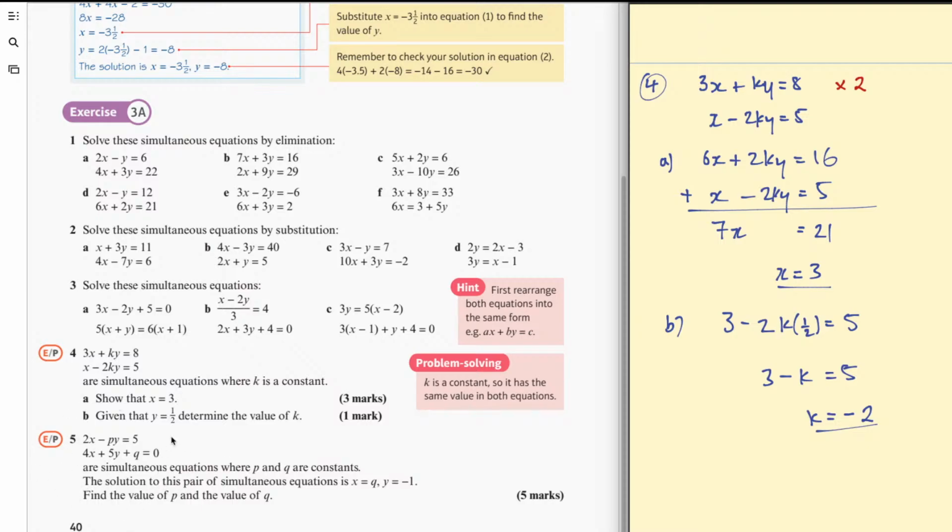Alright, I'll leave question 5 for you to have a go at if you'd like to do that one. Although it is 5 marks, let's just have a read of it and see. So 2x take py equals 5, 4x plus 5y plus q equals 0 are simultaneous equations where p and q are constants. Okay, the solution to this pair of simultaneous equations is x equals q, y equals negative 1. Find the value of p and the value of q.